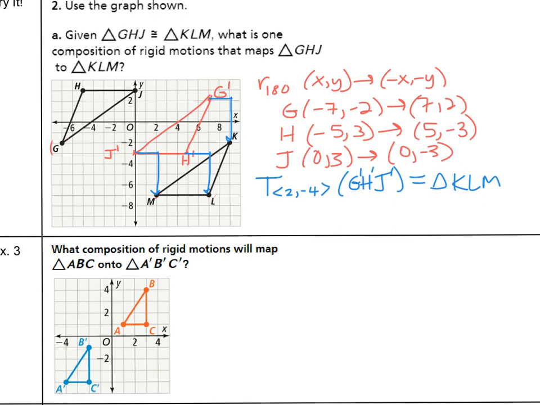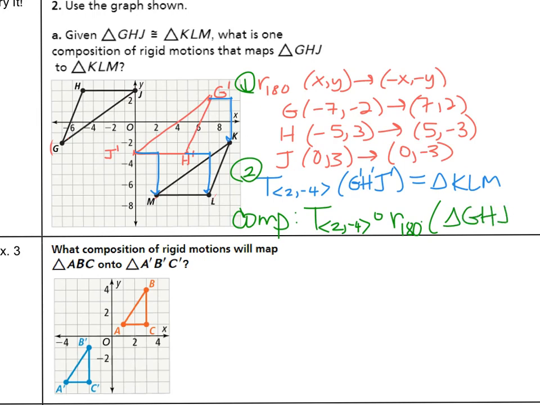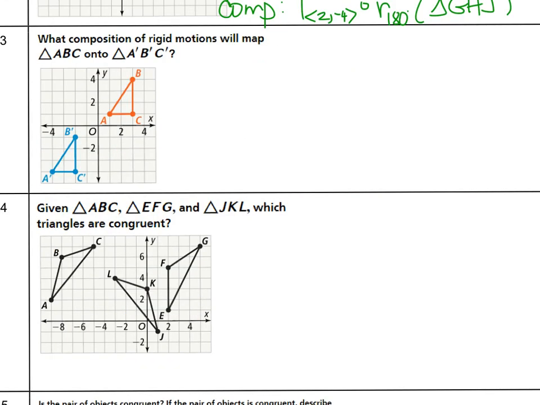All right, so now to write out that composition. Let's see if we can do this. Remember we did this one first and this one second. So to write out the composition, we're actually going to write that second one first. So the translation, 2, -4, follows the rotation of 180 degrees of triangle GHJ. That's the composition of rigid motions to keep those two triangles congruent. All right, let's try this next one.